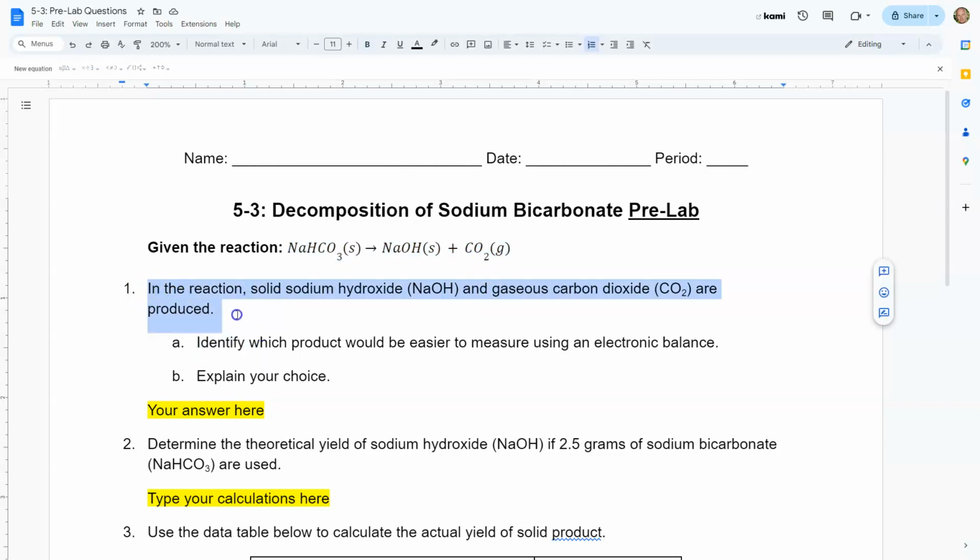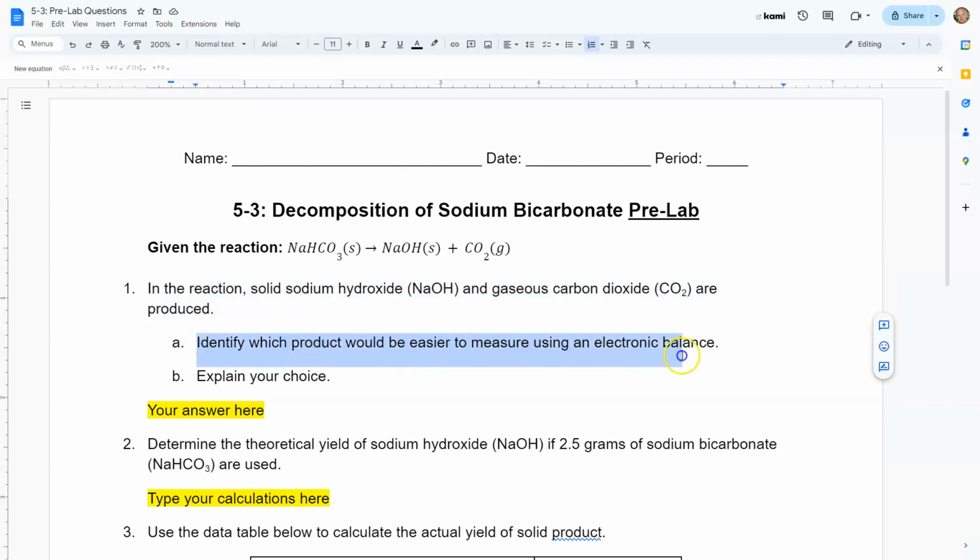All right, so it says in the reaction, solid sodium hydroxide and gaseous carbon dioxide are produced. Identify which product would be easier to measure using an electronic balance, and then explain your choice. So you have a solid and a gas. Which one would be easier to measure using a balance? And then make sure you explain your choice.